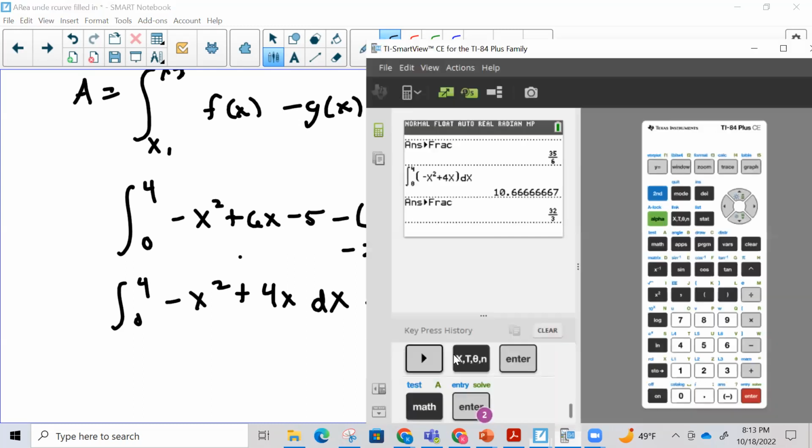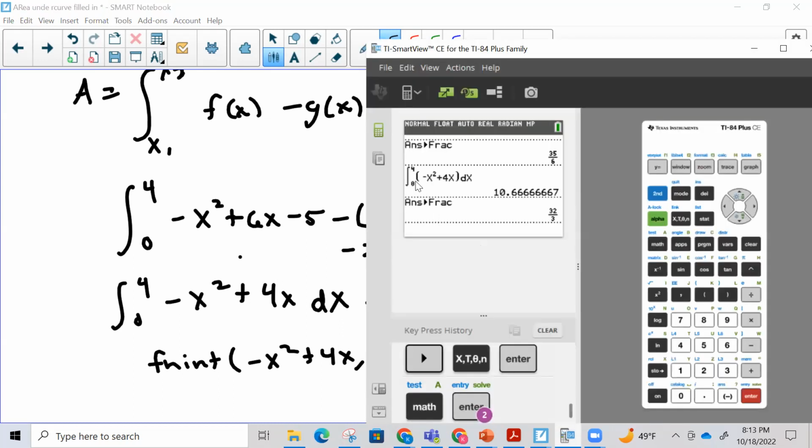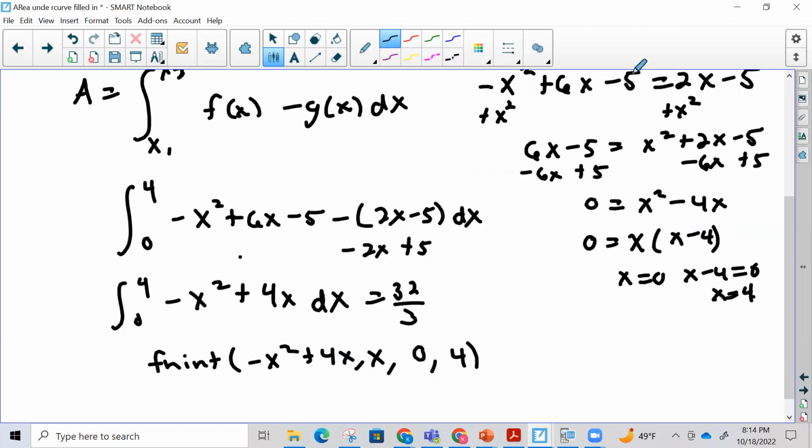I guess just one thing, just in case, if you have an old calculator, you would do FN int. You'd hit the same command, but it will say this. And then you type the curve, comma, x, comma, and then lower bound, upper bound. So if you don't get this when you put it in your calculator, but instead get FN int and then parentheses with it blinking, this is what you'll type in. So again, if you have questions, please let me know.